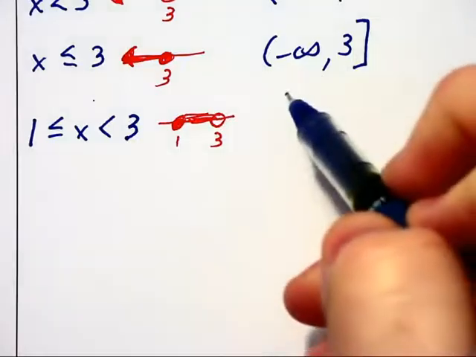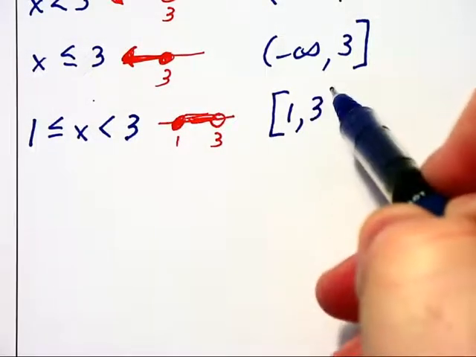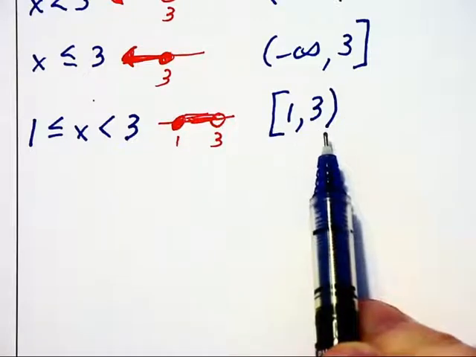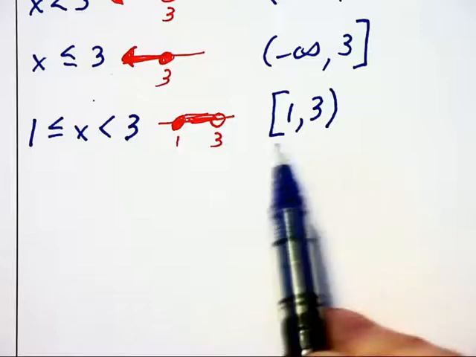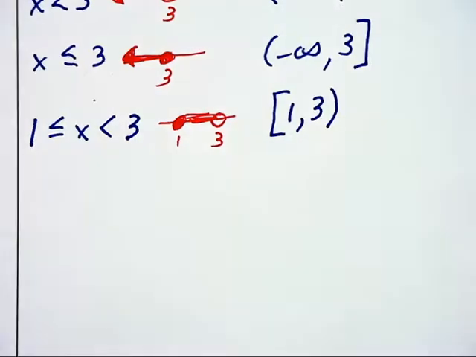Now, in interval notation, we will use a bracket at the 1 and a parentheses to denote that we are not including that right-hand endpoint. So you can mix and match all of these brackets and parentheses as you need to.